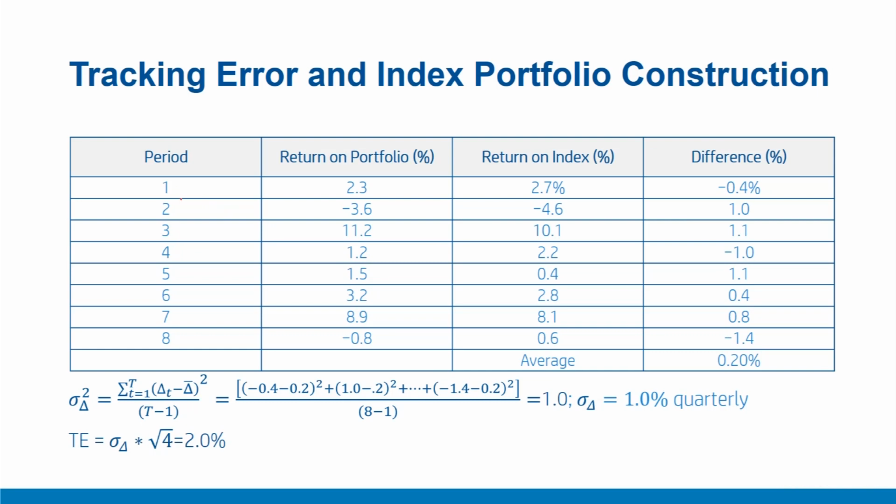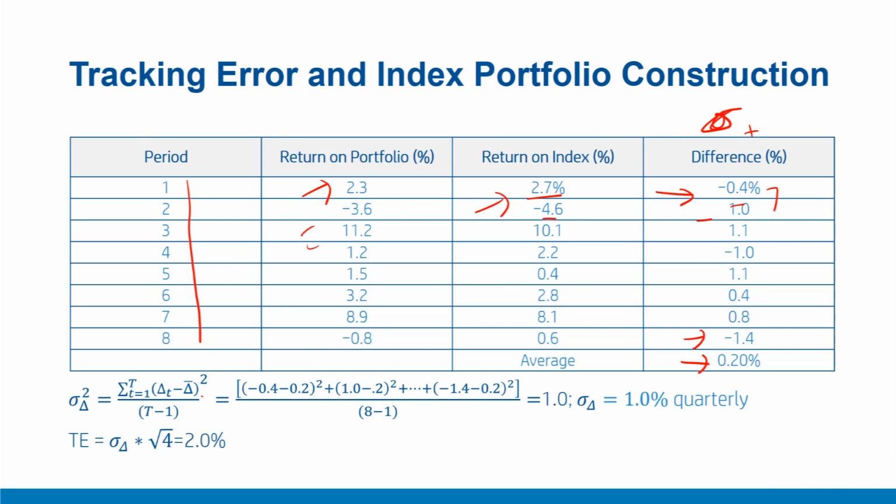Here quarterly returns for 6 periods are provided to us. So we have the returns on the portfolio and returns on the benchmark index on a quarterly basis. We start by calculating the difference between these returns, which is 2.7 minus 2.3, this is 0.4%, and then similarly 4.6 minus 3.6, which is equal to 1, and so on. So we keep on computing the differences here. For example, the next observation is minus 0.8 minus 0.6, which is minus 1.4, and so on. Once we have these differences, or the delta t's, we compute their average, which is 0.2%.